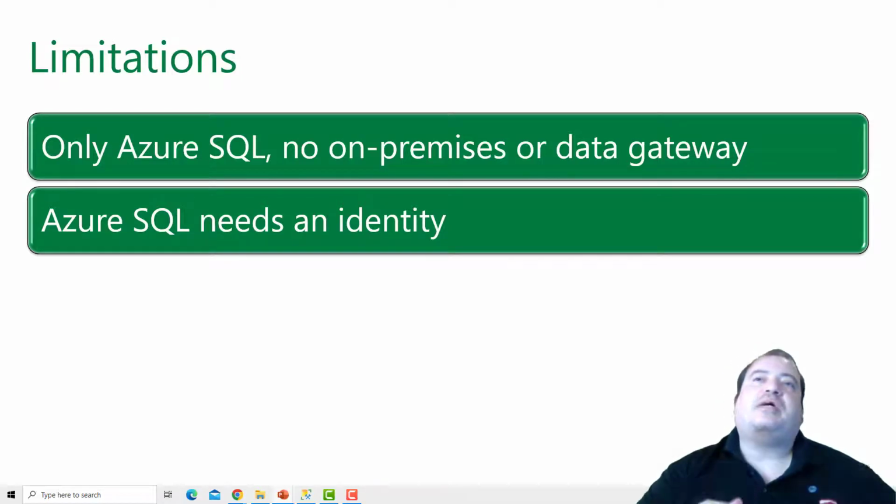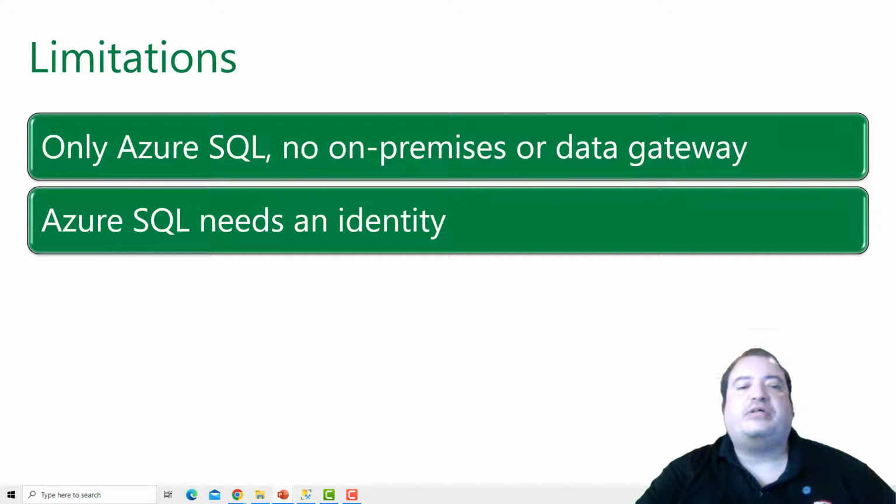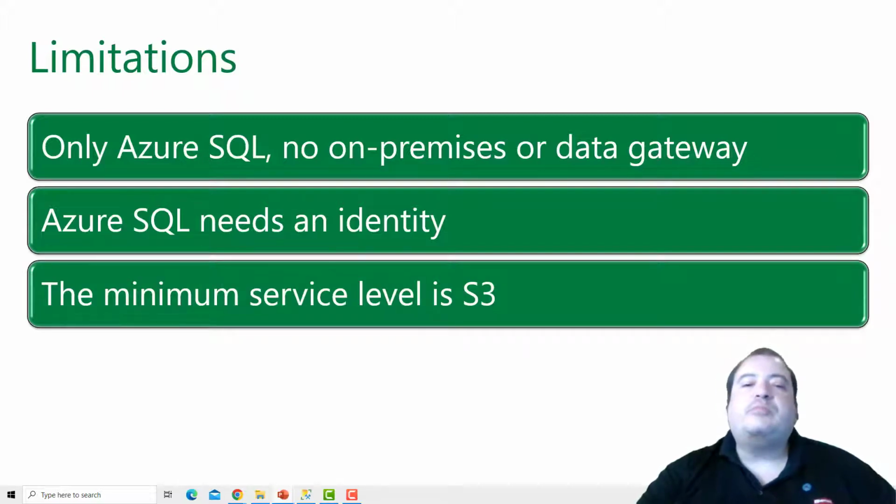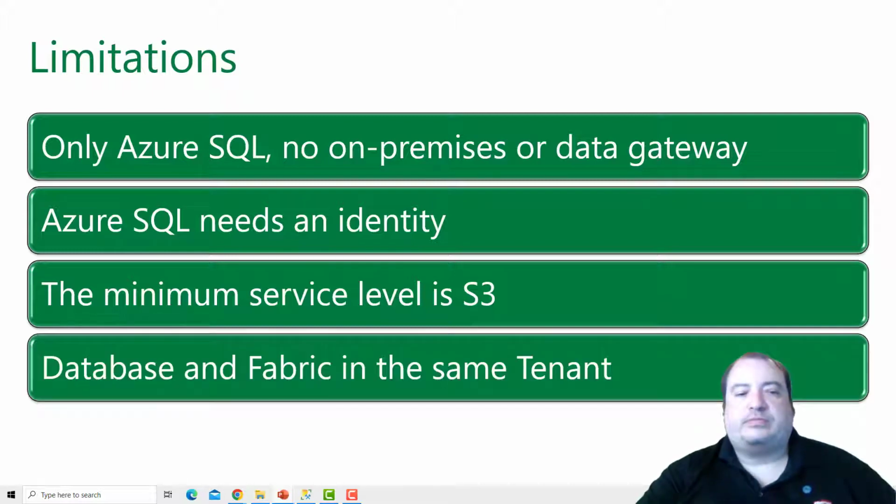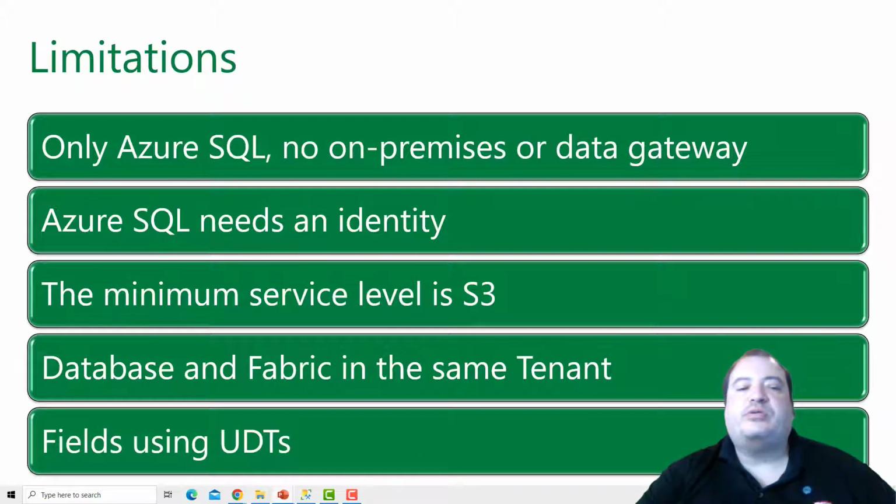We need to define a system managed identity for Azure SQL. The minimum service level is S3. If the service level is lower than S3, it will not work. Database and Fabric need to be in the same tenant. The Azure SQL and Fabric need to be in the same tenant for the mirroring to work. And the fields using UDTs are not supported. These fields are not supported. Tables with UDTs can't be mirrored to Fabric.